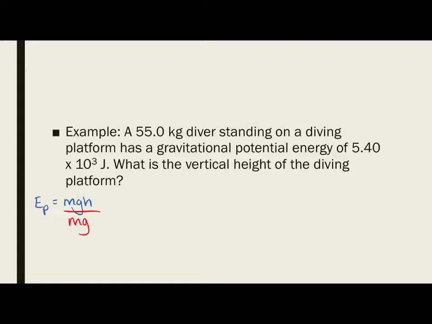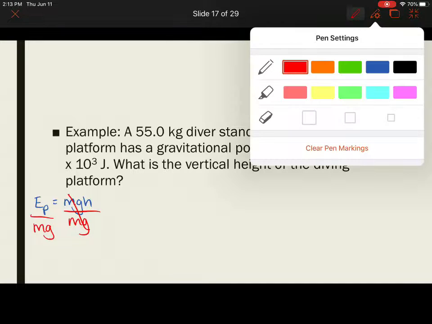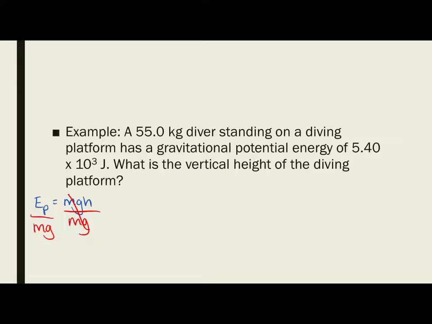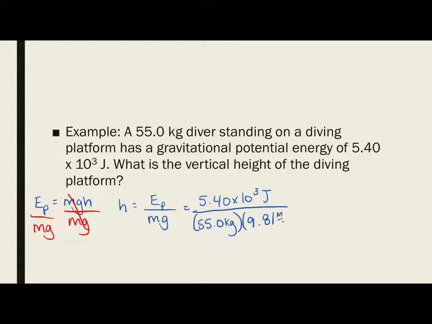So in order to do that, I got to divide both sides by mg, because that cancels it out there. And we get that height is equal to potential energy divided by m times g. Okay, so again, my potential energy was 5.40 times 10 to the 3 joules. I'm going to divide that by mass, which is 55.0 kilograms, times g, which is always the same, 9.81 meters per second squared. Please, you guys, please put that denominator in brackets.